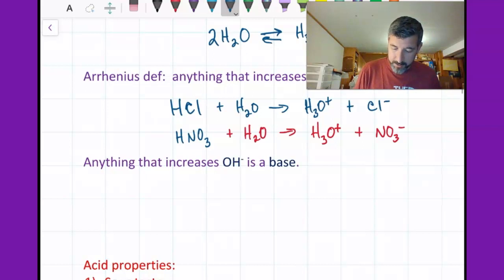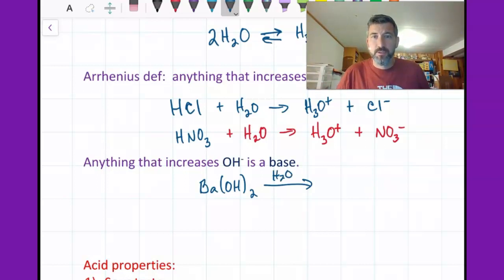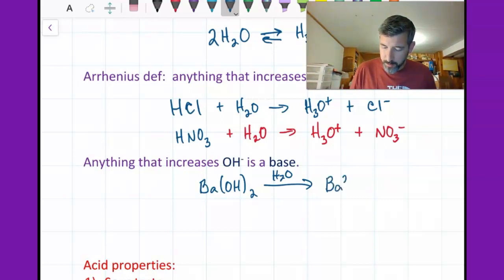And all it does is it dissolves. So, for example, if I had barium hydroxide, remember that barium is +2, so there's two hydroxides. It dissolves in water. And so whenever that happens, we just put water over the arrow because we're not actually changing the water molecule this time. We're simply dissolving the barium and the hydroxides. So that's going to result in one barium with a 2 plus charge and two OH minuses.